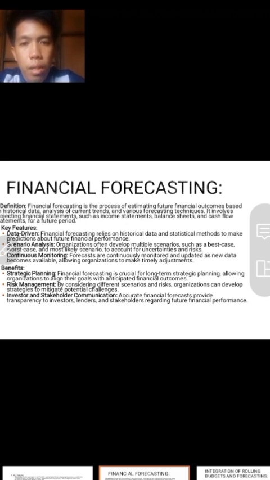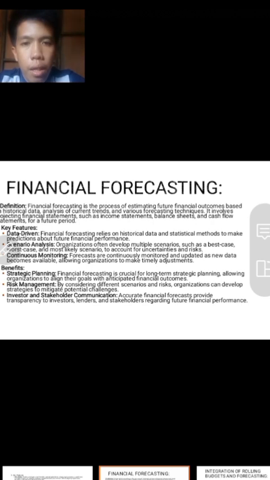Benefits. Strategic planning. Financial forecasting is crucial for long-term strategic planning, allowing organizations to align their goals with anticipated financial outcomes. So, strategic planning is the process of looking into the future o mailaila nato ang trends and issues against which to align organizational priorities.